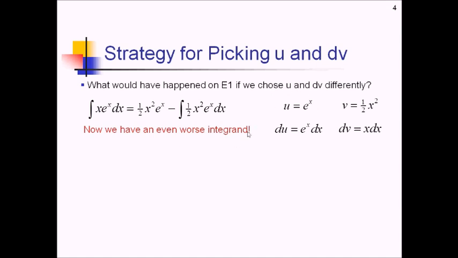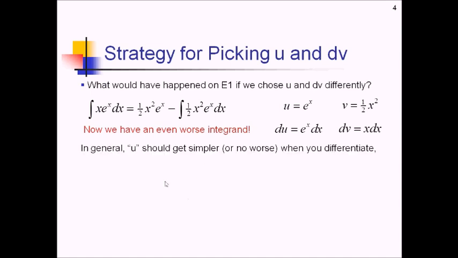So let's talk about how we can be a little bit more strategic about this. In general, the u value that you're choosing should get simpler or at least no worse when you differentiate.